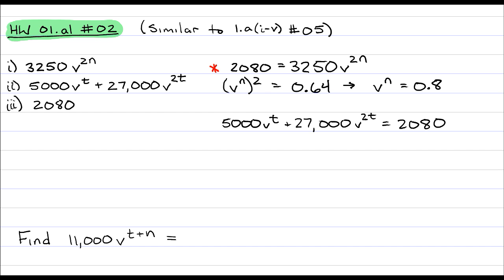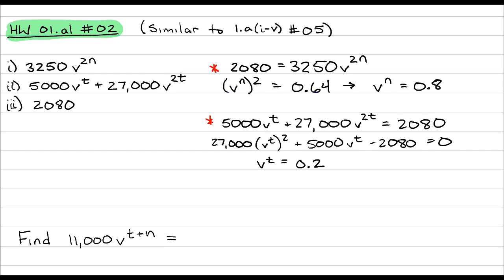Coming down to the second equation, we see that this is basically a quadratic equation in the variable v to the t. Or in other words, I can rewrite this in the following way: 27,000 times v to the t, quantity squared, plus 5,000 v to the t minus 2,080 equals 0. So now I can use the quadratic formula to solve for v to the t. And I'll let you go through and carry out the calculations there, but if you do this, you get v to the t equals 0.2.